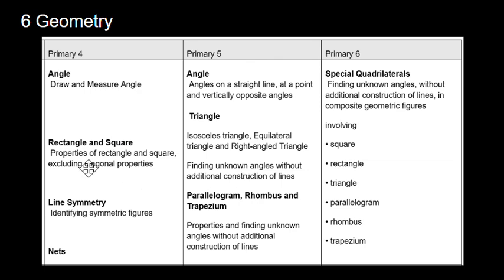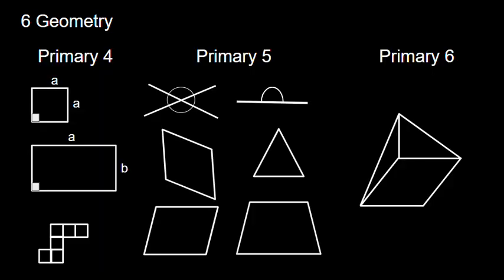So for you to visualize, for those who are not familiar with all the mathematical terms, I created something very simple. For P4, you learn things like square and rectangle. You learn that the four sides are the same. The angle is 90 degrees. Rectangle is A and A here, B and B here.